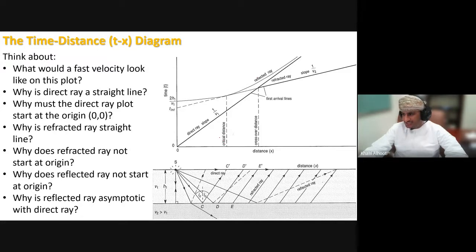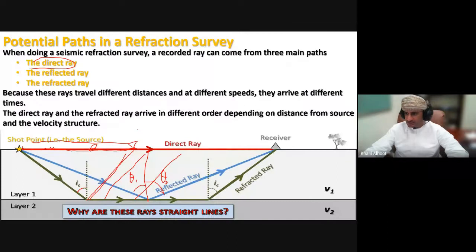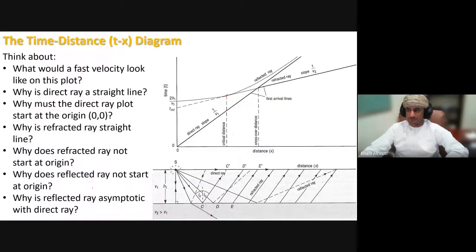At critical distance, reflected and refracted arrive simultaneously at exactly this point. Why is that? Because this could be considered as a reflection as well as a critical refraction at this distance. Yet at this point, at this distance, direct is the first to arrive.